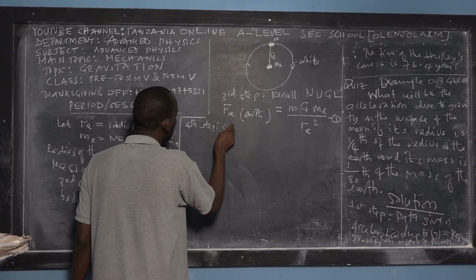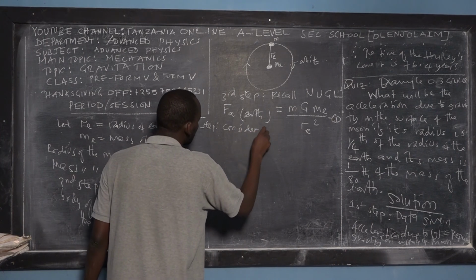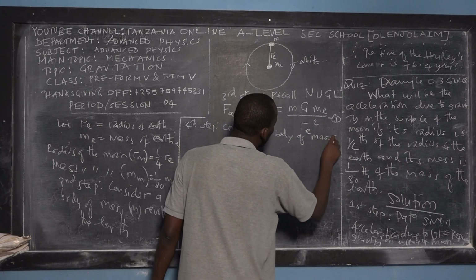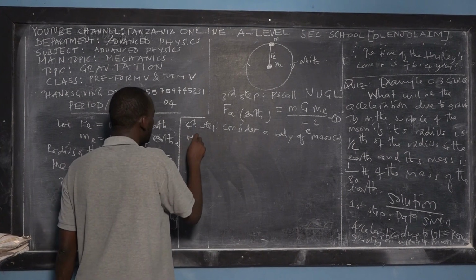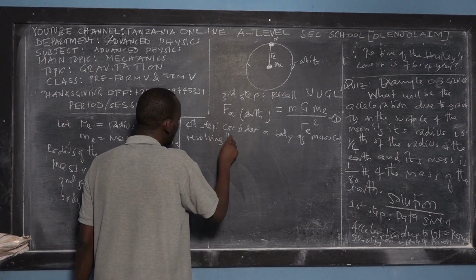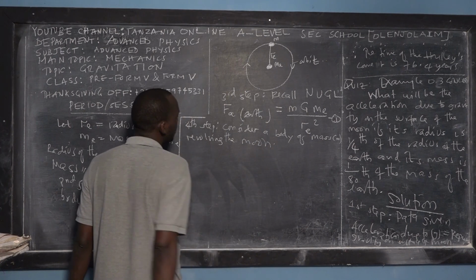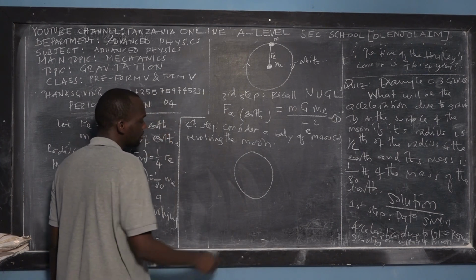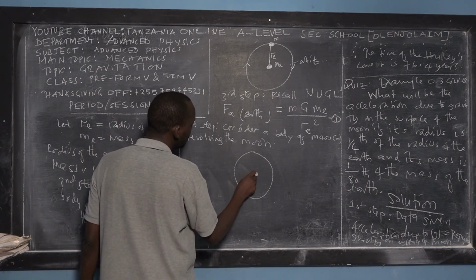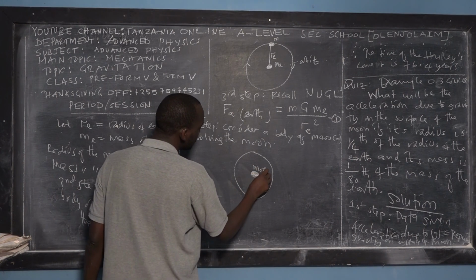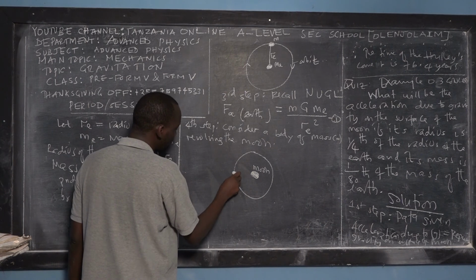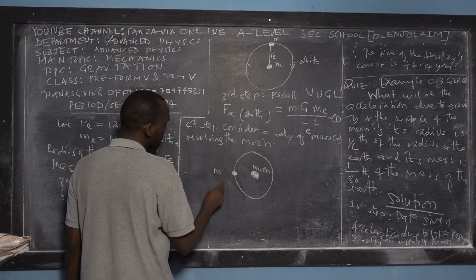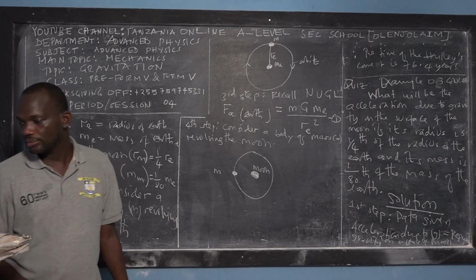The first step, we say, consider the body of mass M revolving around the moon. Right? So again we say that we have another orbit. This is the moon at the center. Suppose that here we have a certain body, let's say of mass m.